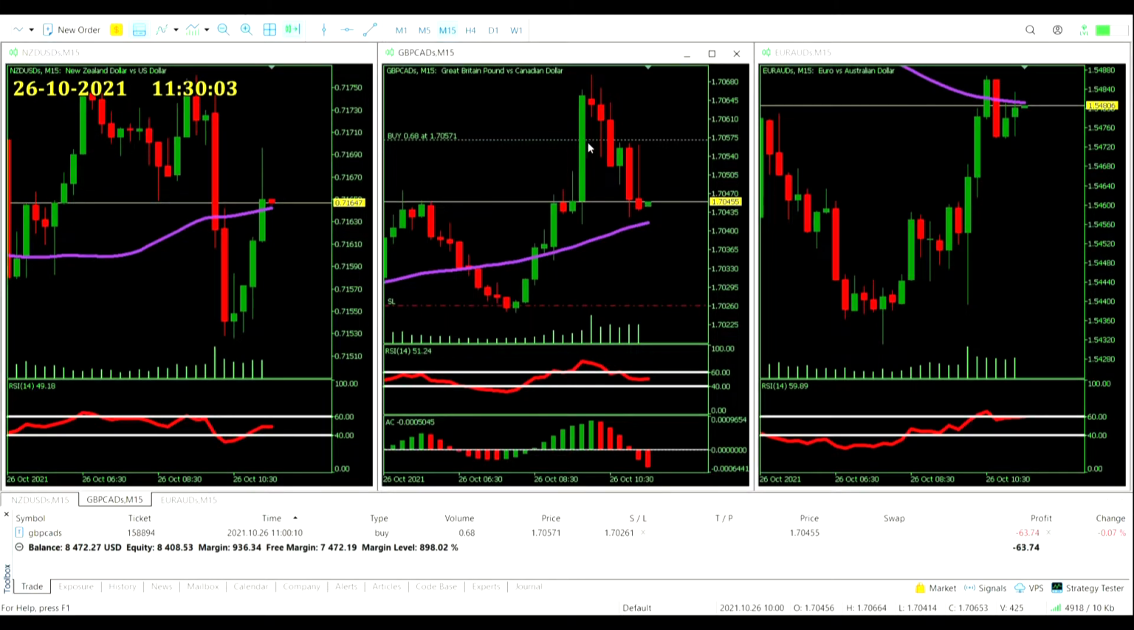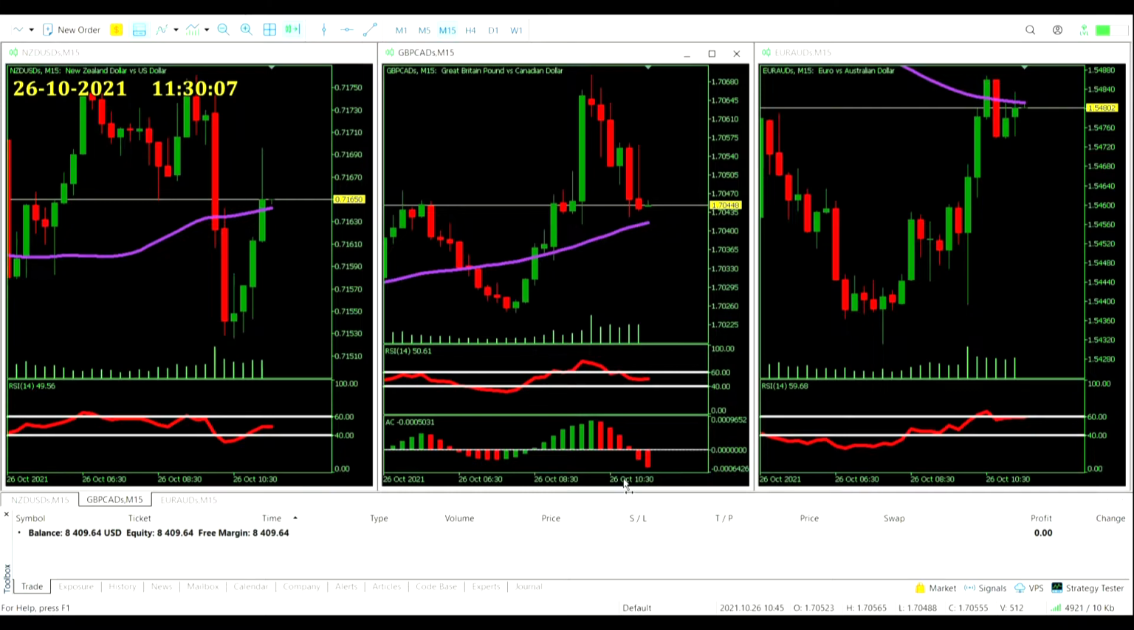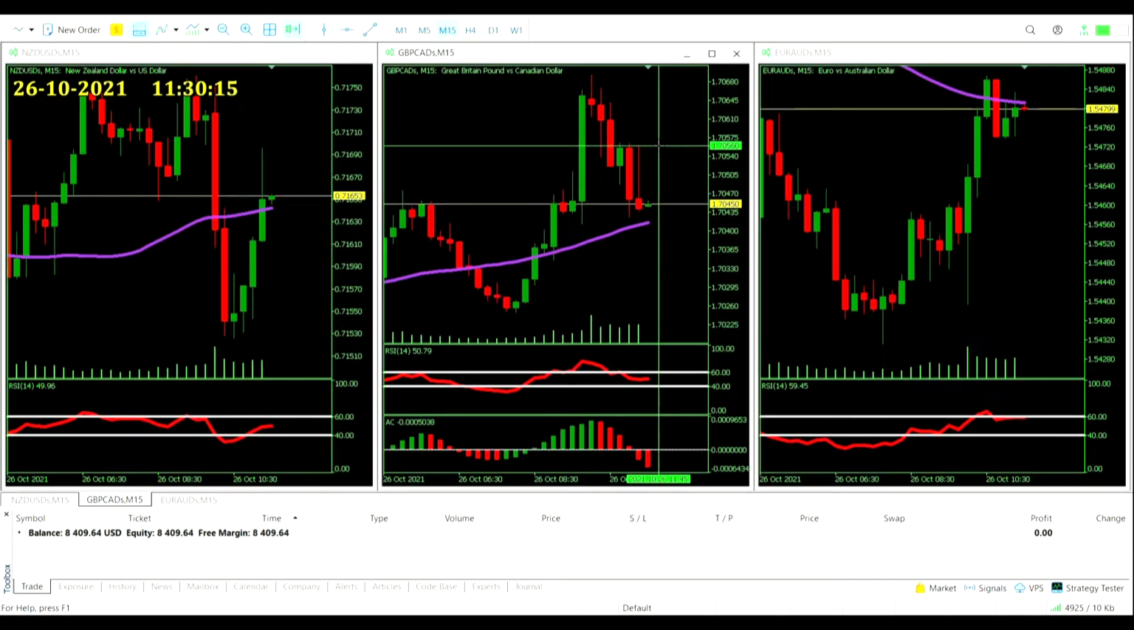Meanwhile, close does come, pound Canadian dollar. It is not good for us. We have to manually close that one out because the accelerator oscillator has finished below zero. Would have been really nice to be back up at that high there.